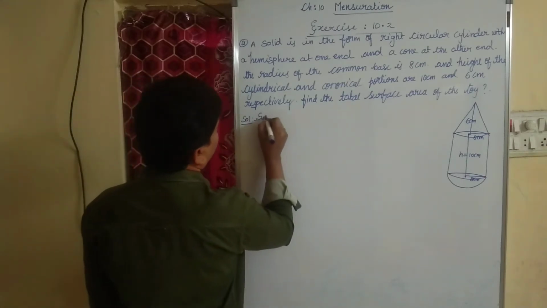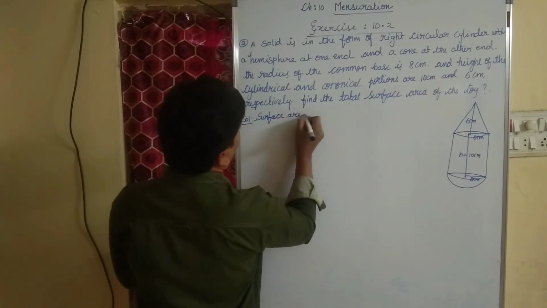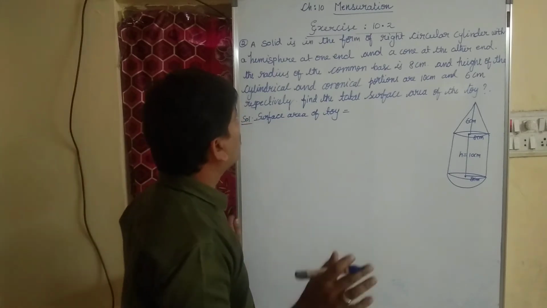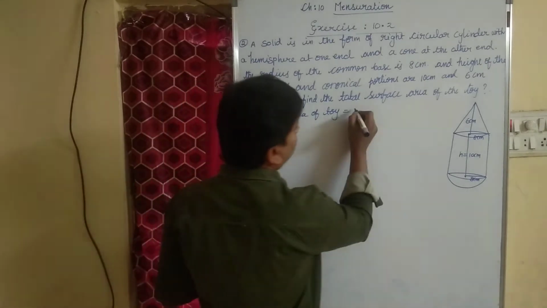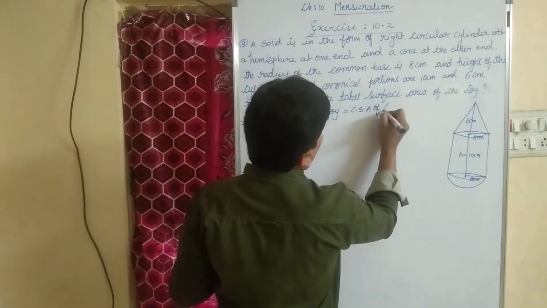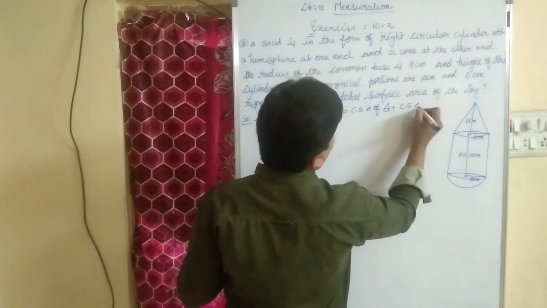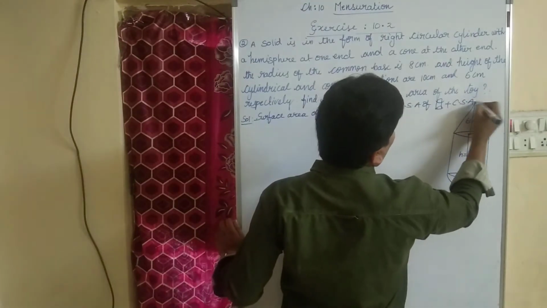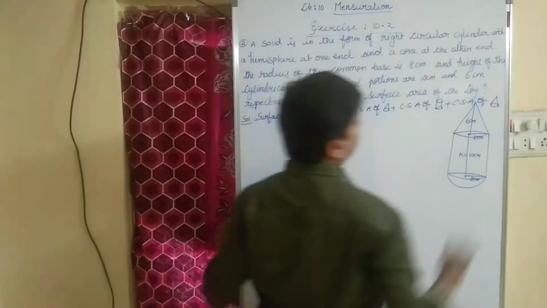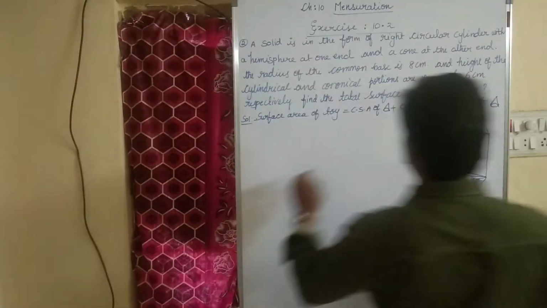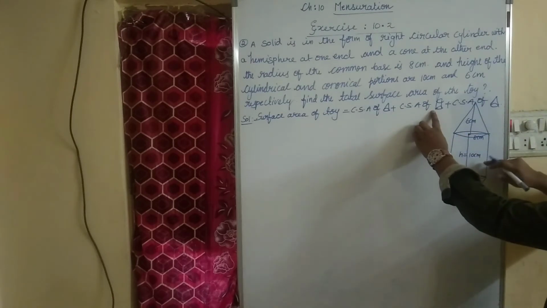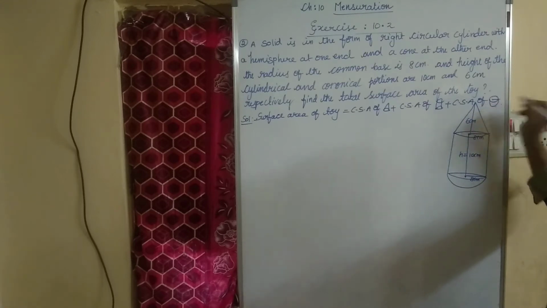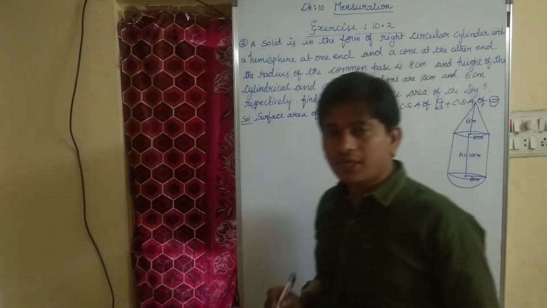So surface area of toy equals, as the solid is a combination of, first one is cone, second one is cylinder, third one is hemisphere. Third one is hemisphere, right? CSA of cone plus CSA of cylinder plus CSA of hemisphere.